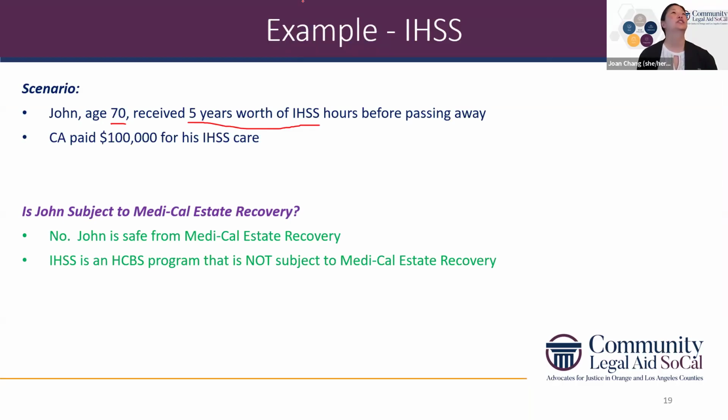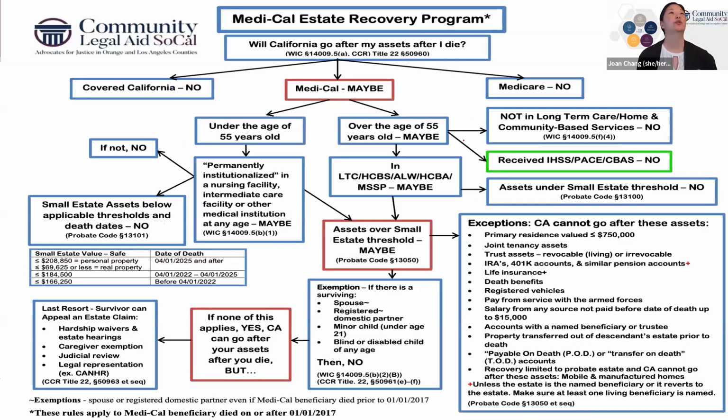All right, so we're going down this flow chart here. I think this was John, right? He was 70 years old, over the age of 55. He received IHSS, but he's safe. He's good to go. No Medi-Cal Estate Recovery with IHSS.